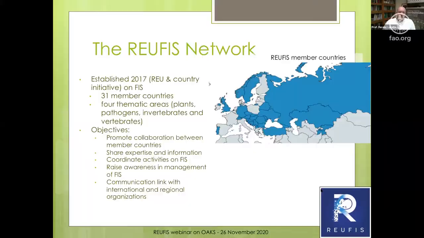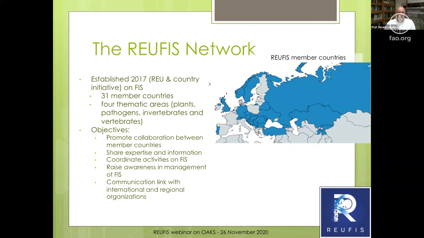So the network has been established in 2017 after an initiative of several countries in the region and supported by the regional office of the FAO. At the moment, we have 31 member countries. You can see all the member countries on the map on the right-hand side. We are concentrating on four thematic areas: on plants, pathogens, invertebrates, and vertebrates. All of them belong to the forest invasive species.